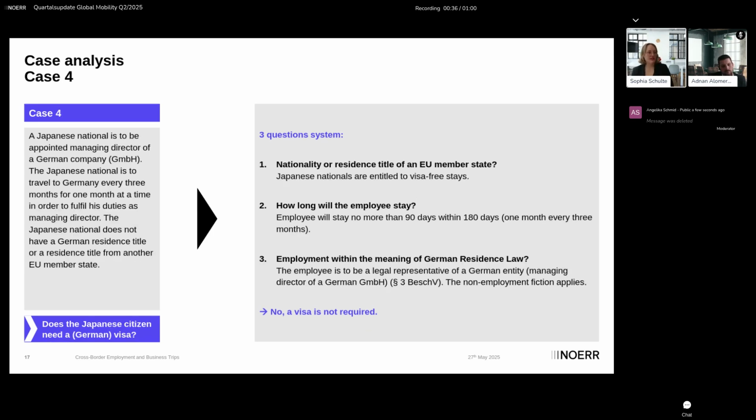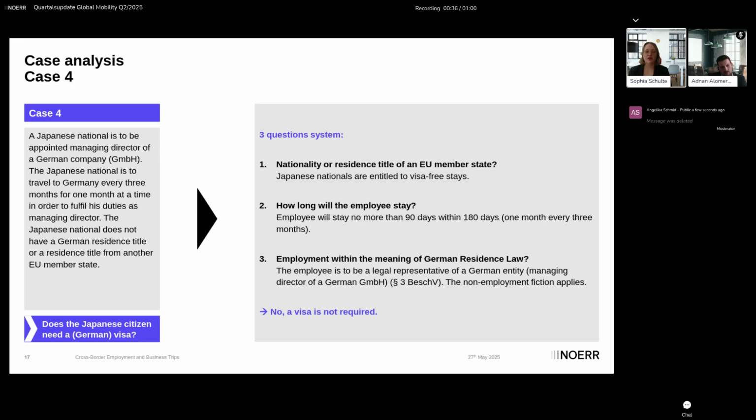And our fourth case, with the Japanese national who is appointed as managing director at a German GmbH, and who is supposed to come on a regular basis to Germany to fulfill his duties as managing director, to make decisions regarding the company, maybe sign some contracts, etc. Also in this case, we will ask our 3 questions. Japanese nationals are also entitled to a visa-free stay.